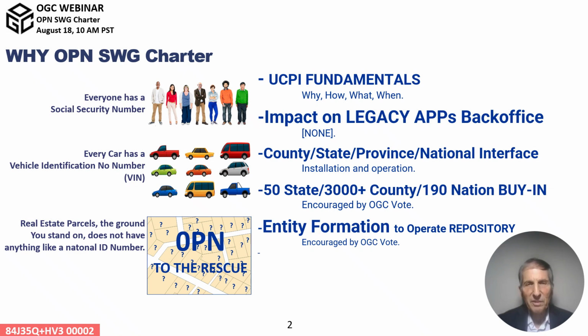UCPI fundamentals: why, how, what, when. Its impact on legacy application and back offices: none whatsoever. County, province, state, national interface, installation and operation: 50 state, 3,000 county, 190 nation buy-in to be encouraged by OGC vote. Entity formation to operate national OPN repository to be encouraged by the OGC vote.